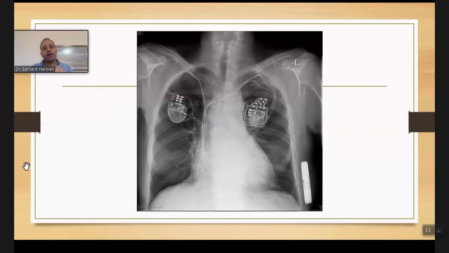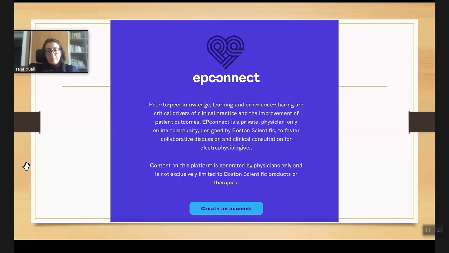I will end my slides with this picture that I took from one of the platforms for cardiologists and electrophysiologists. You can see this guy with 3 different devices. I know most of you are connected to the EP Connect. The EP Connect is a platform for electrophysiologists and cardiologists where they can create an account and share cases, and then there will be discussions between cardiologists and electrophysiologists about the case.